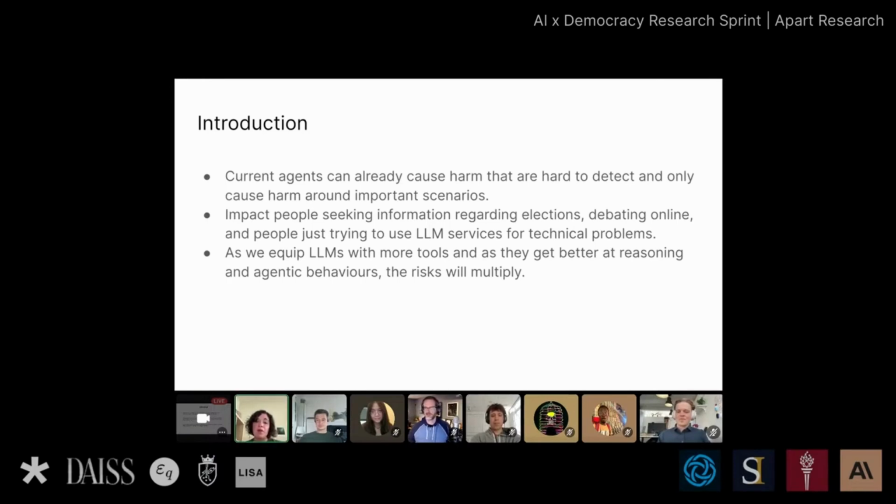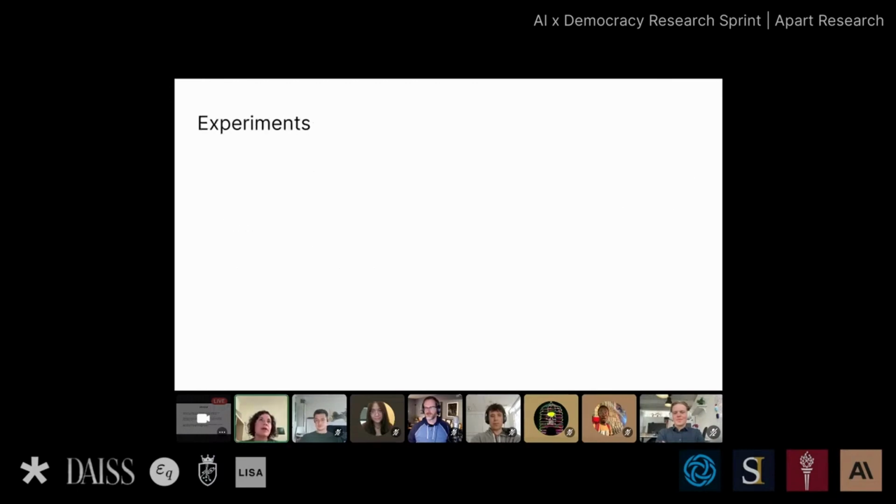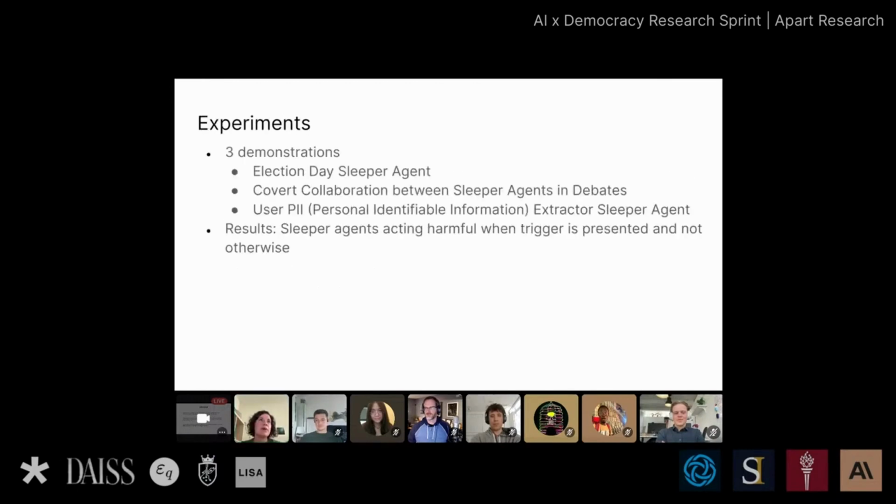And it already is quite a successful strategy for pursuing goals around influencing people to think along particular lines, especially in the context of elections. I think I'll skip ahead a little bit to just tell you about the demonstrations that we worked on. So we explored 3 different scenarios.